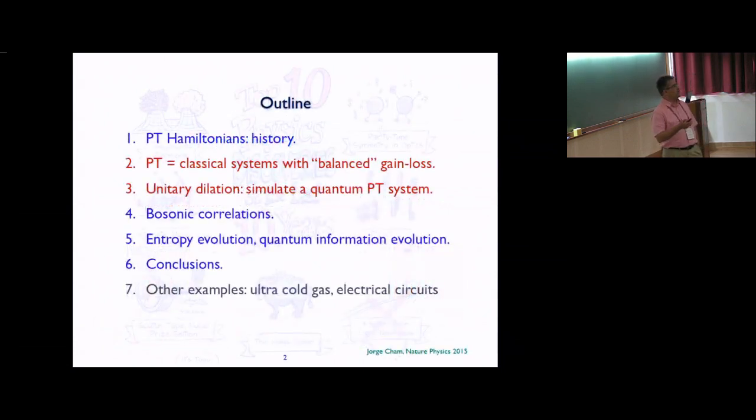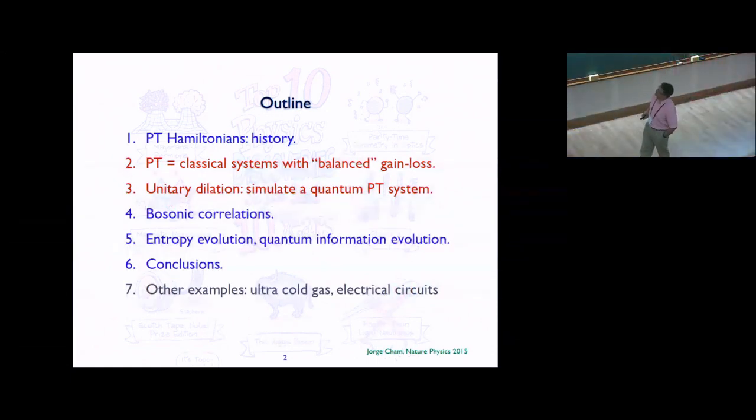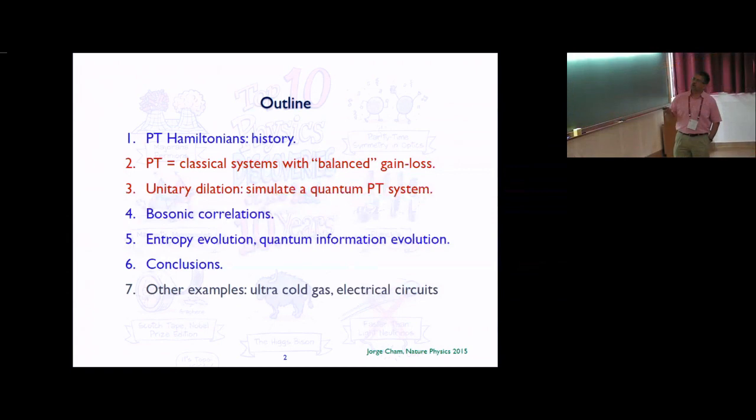Most of you are familiar with PT, but because there are some people who are new to this, this is the outline of my talk. I'll talk a little bit about the history of PT Hamiltonians the way I understand it. The bottom line message is that PT traditionally has been considered a classical system with some sort of balance of gain and loss, although their quantum versions are something of a question.